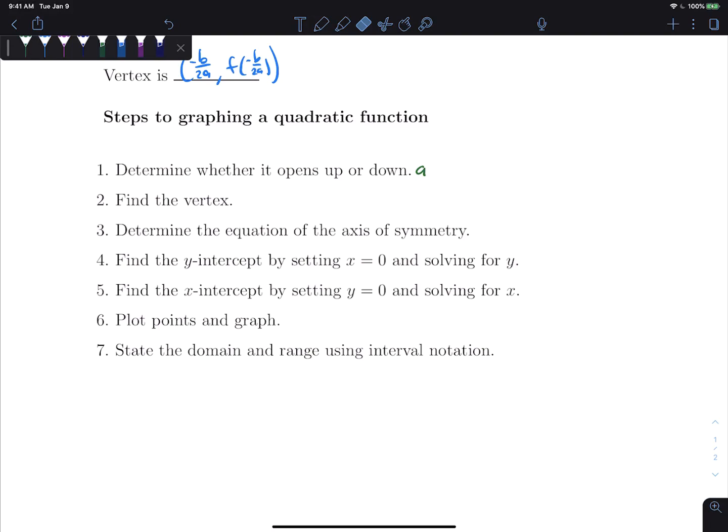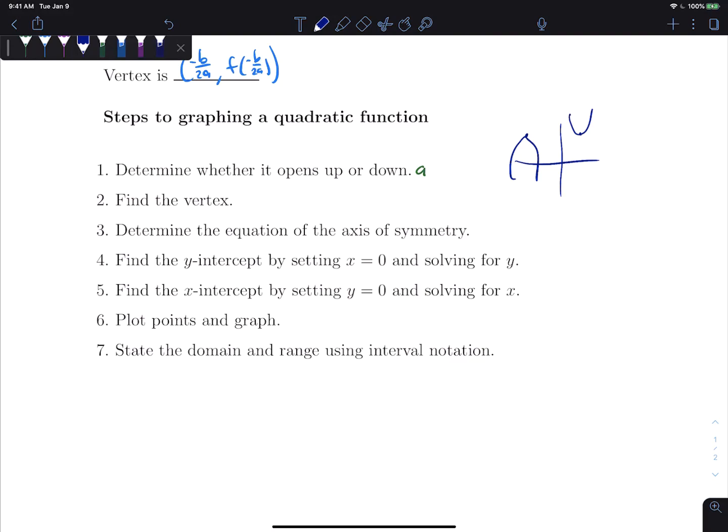Okay, so once you find the vertex, and once you determine whether it opens up or down, that's going to help you a lot, because whenever you plot your vertex, let's say the vertex is here and it opens down, you know that you're going to have an x-intercept. But if it is plotted here and it opens up, notice that it is not going to cross the x-axis, which means that there will not be an x-intercept.